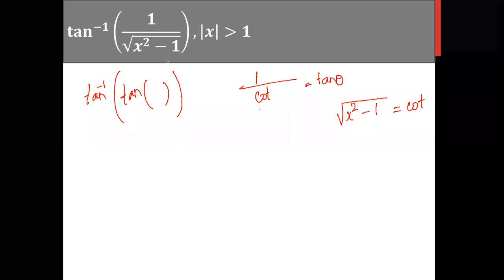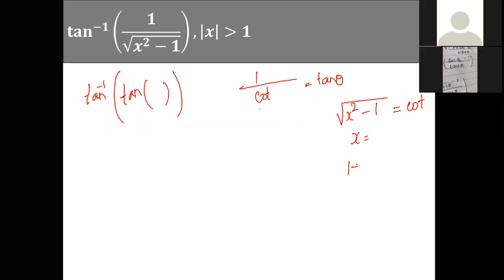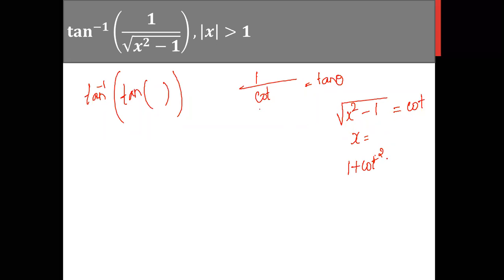Okay, I'll repeat it again. The question is tan inverse of 1 by square root of x square minus 1. If I get tan inverse of tan, I can do something. But for tan to come, the term inside the bracket is 1 by something. So if the denominator is cot, 1 by cot I can make tan. So I have to substitute x in such a way that square root of x square minus 1 becomes cot theta. That is my question: for what value of x does square root of x square minus 1 become cot theta? So we have 1 plus cot square theta is equal to cosecant square theta. Correct? So what happens?